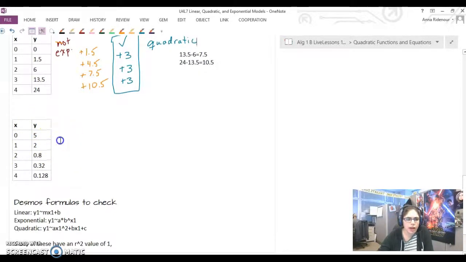So if I divide 2 divided by 5 is equal to 0.4. 0.8 divided by 2 is equal to, nope, 2, not 0.2. Yep, 0.4. And then 0.32 divided by 0.8 is equal to 0.4, so on and so forth. If you divide each of those values by the previous value, you will see that you're multiplying each y value by 0.4 to get the next one. So this would be exponential.